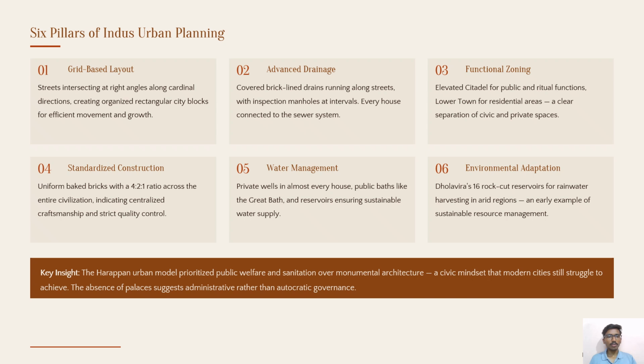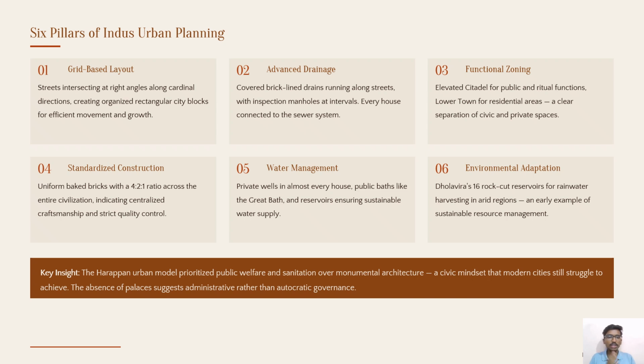Six pillars of urban planning. Grid-based layout: streets intersecting at right angles along cardinal directions, creating organized rectangular city blocks for efficient movement and growth. Advanced drainage: covered brick-lined drains running along streets with inspection manholes at intervals. Every house connected to the sewer system. Functional zoning: elevated citadel for public and ritual functions, lower town for residential areas, a clear separation of civic and private spaces.